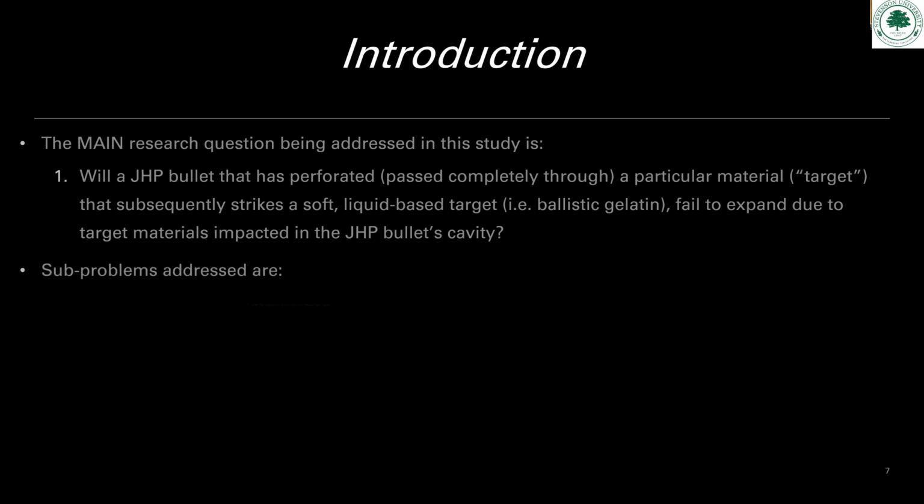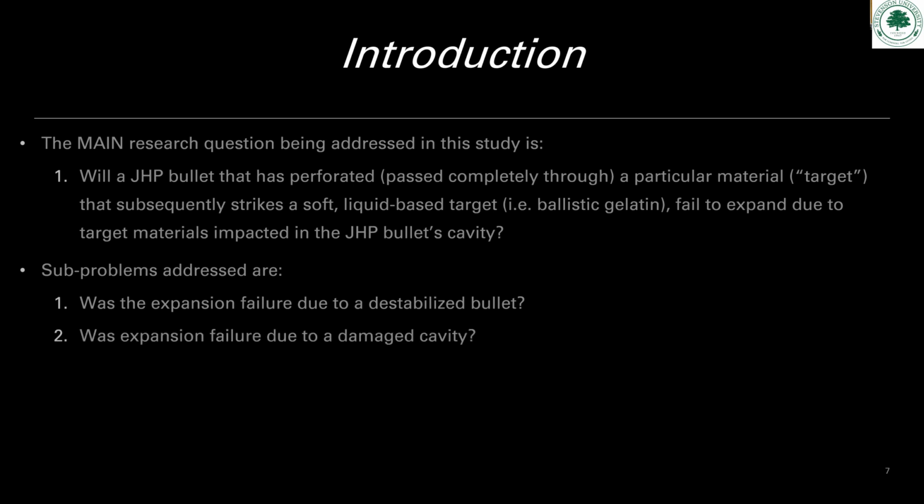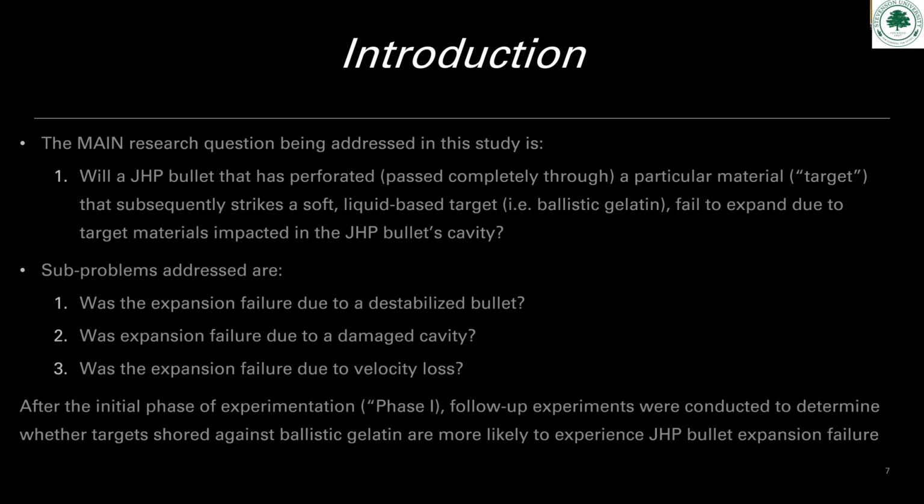That leaves us with some sub-problems. Was the expansion failure due to a destabilized bullet, which we'll talk about in a second? And was the expansion failure due to a damaged cavity? Or was it due to velocity loss? So a bullet traveling too slow isn't going to expand.